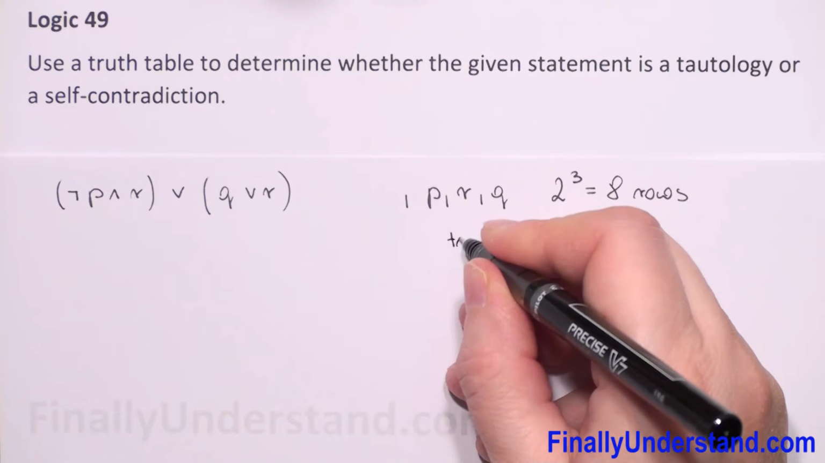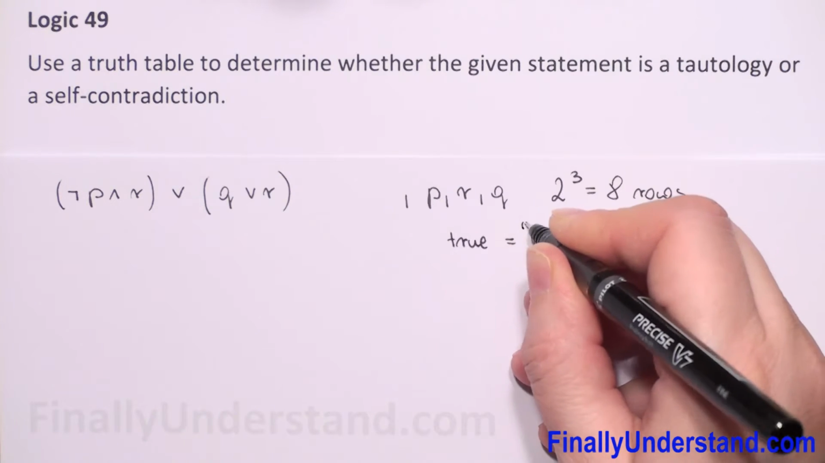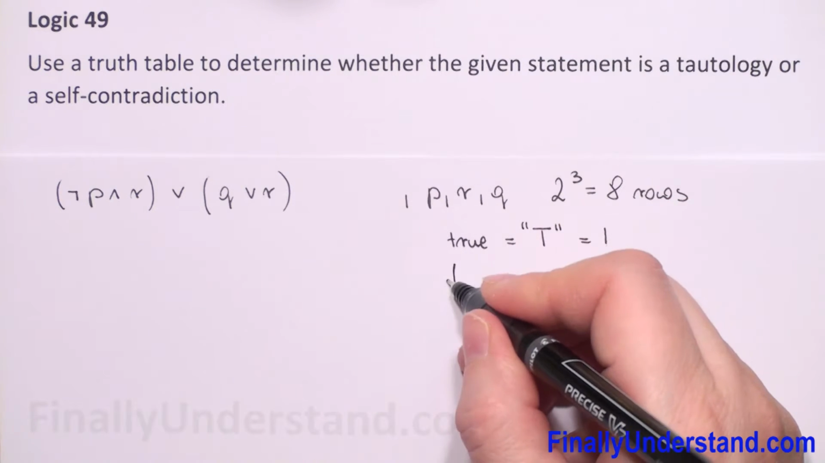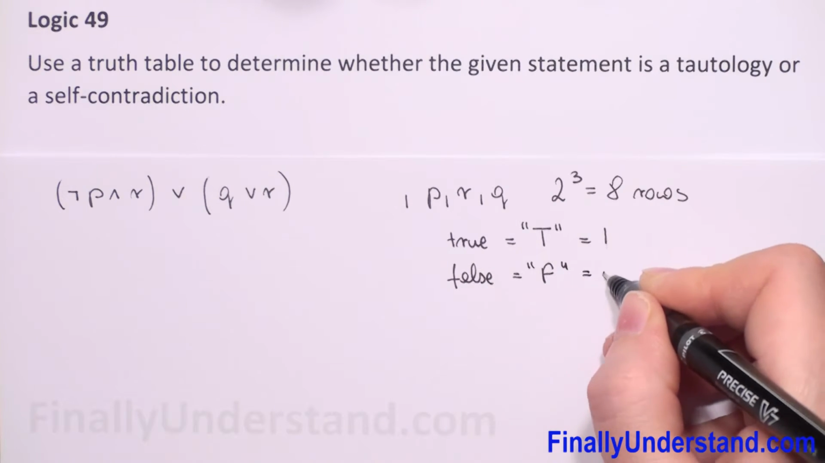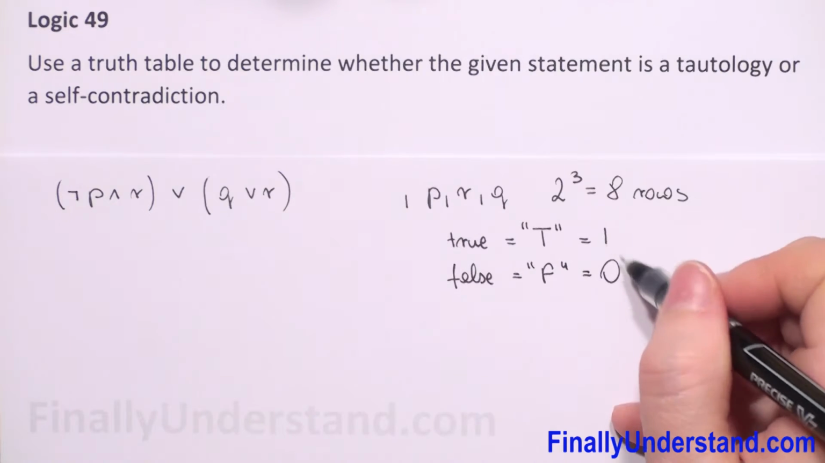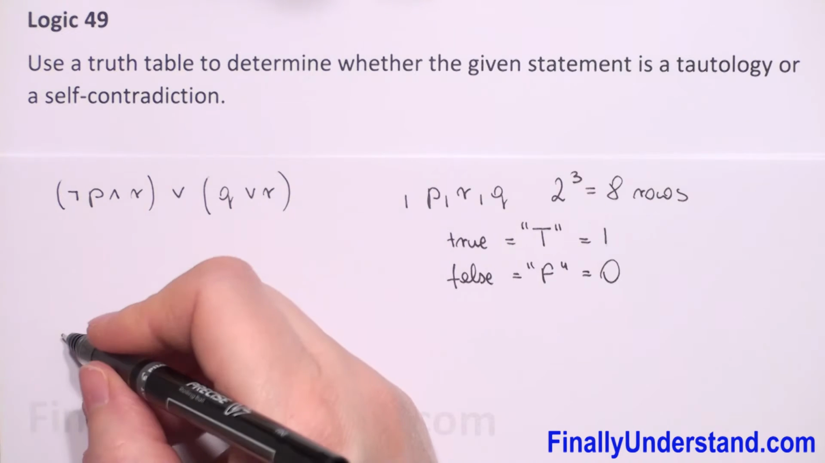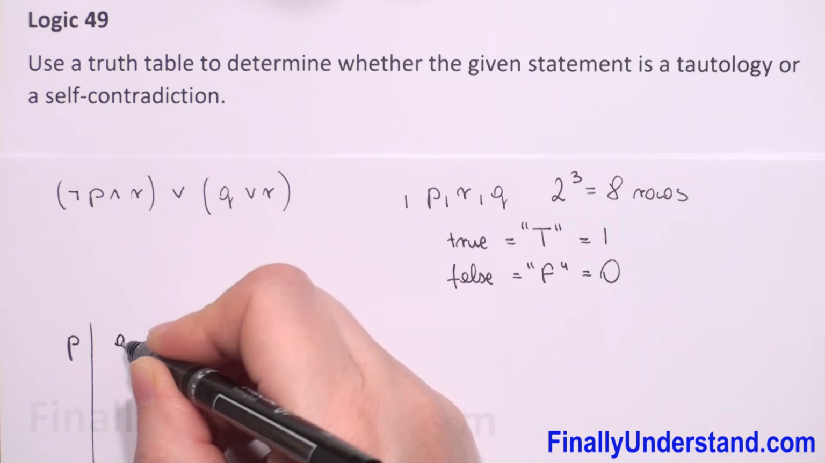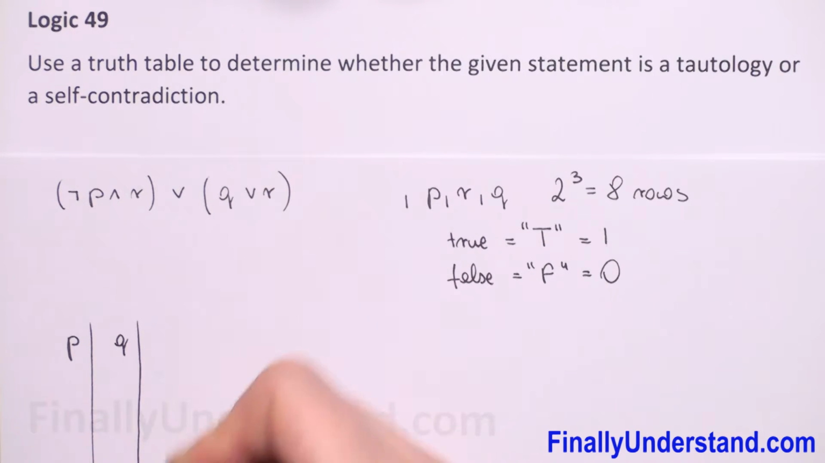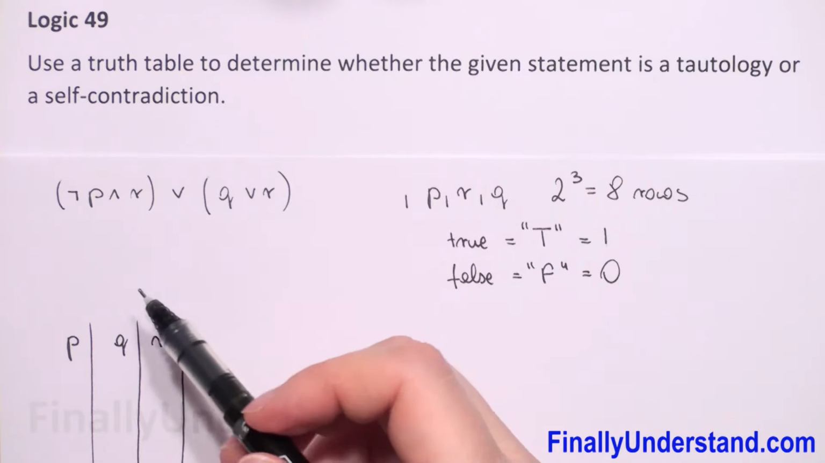And for true, we can use letter T or 1, and for false, F or 0 you can use. I like to use 1 and 0. So in the first columns we have to put the simple statements. We have P, Q, R.